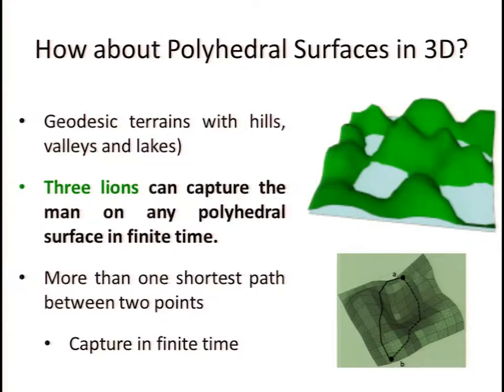And what makes our problem challenging is the observation that there might be more than a single shortest path on the surface between 2 points because of the hills and valleys, the ups and downs. And this makes the problem of designing the strategy, and also showing that the strategy achieves capture in finite time, challenging and also interesting.